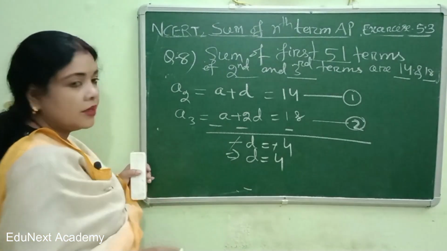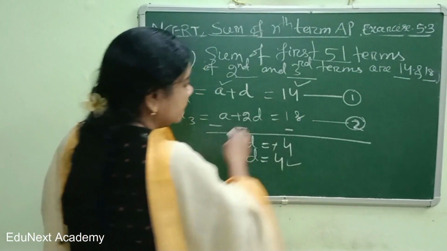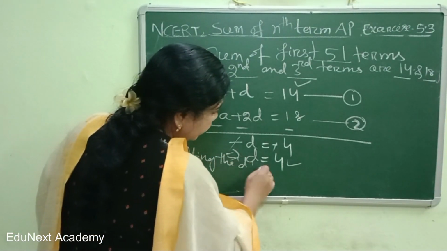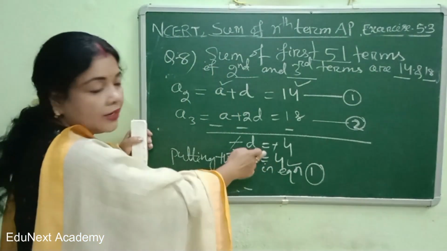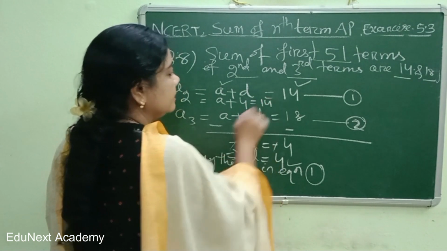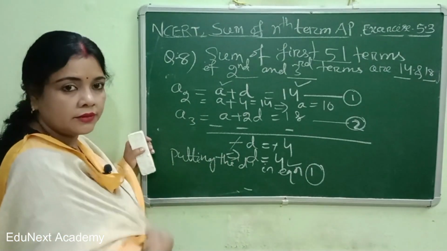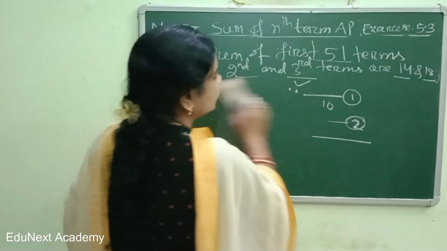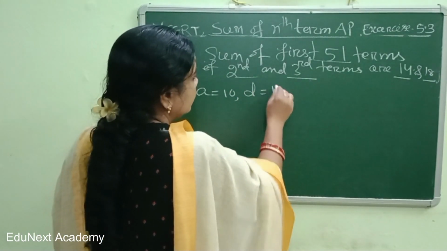Then I have to find the first term. Now put this value of d in equation 1. Then a plus 4 is equal to 14. This implies a is equal to 10. So now I have d equal to 4 and a equal to 10.